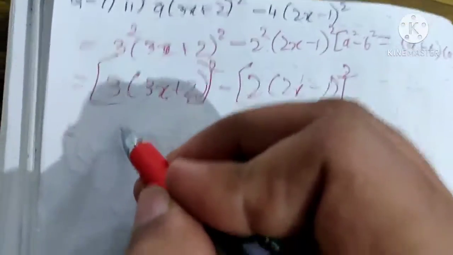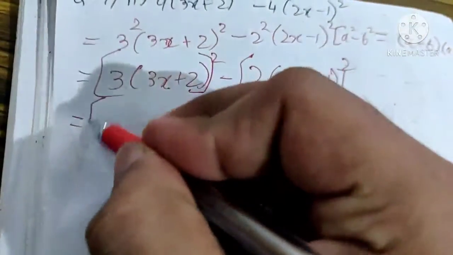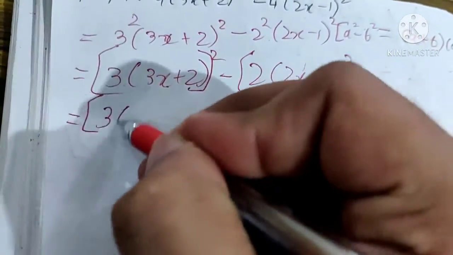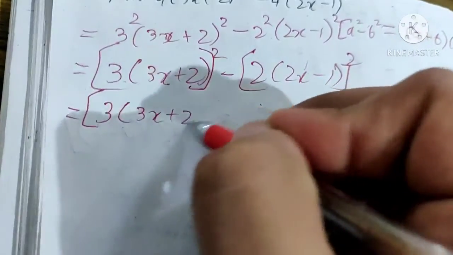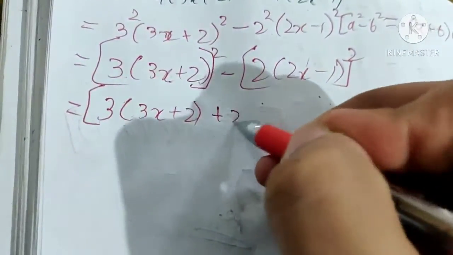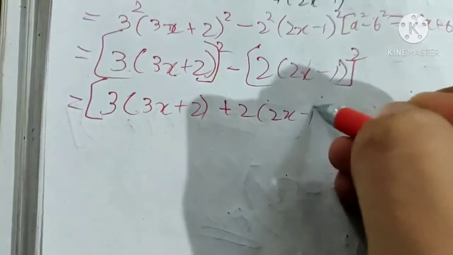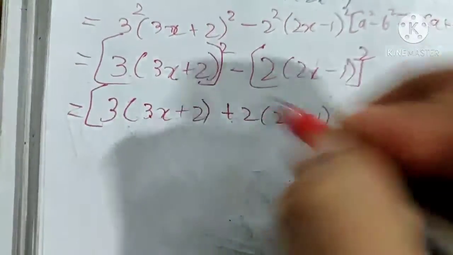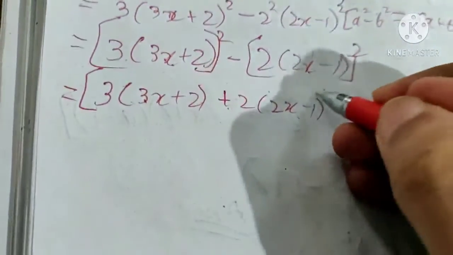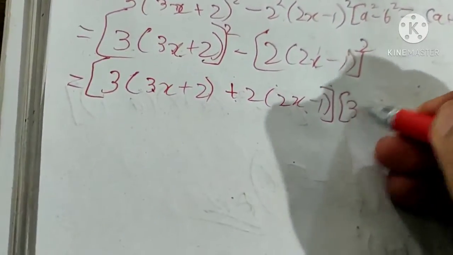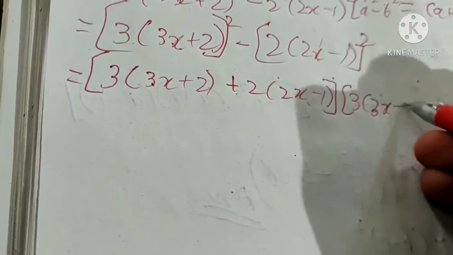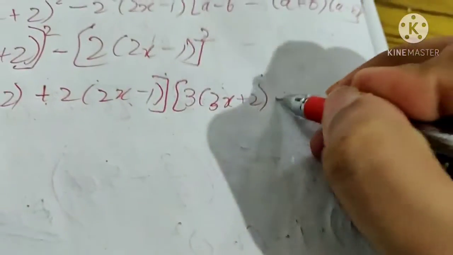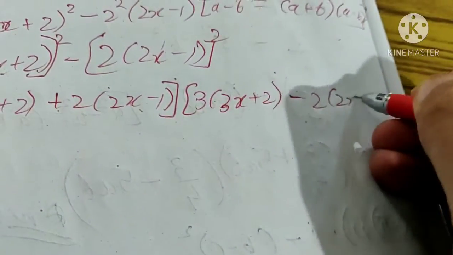So first term plus second term, a plus b. A here is this and b here is this. A plus b into a minus b.